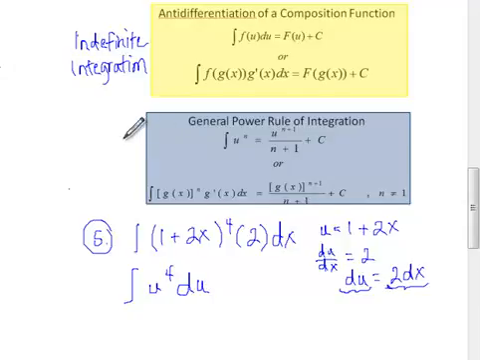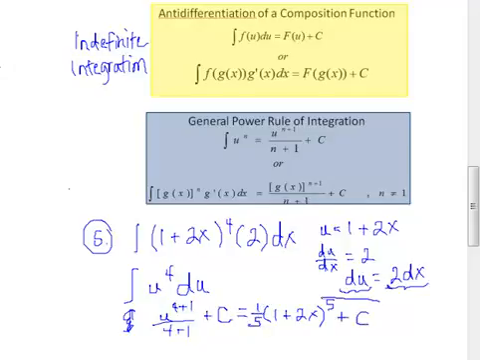All right, and so now what we can do is just this general power rule of integration. Now that we have this all in terms of u, we can integrate with respect to u. So I'm going to add 1 to the exponent and divide by the whole thing. So I get u to the 4 plus 1 divided by 4 plus 1. And then don't forget, I need a plus c, because this is an indefinite integral. So overall, I'm going to go back with my u, plug in 1 plus 2x. This is all to the fifth divided by 5, so I'm just going to rewrite this as 1/5, and then plus my c. There's the answer right there.